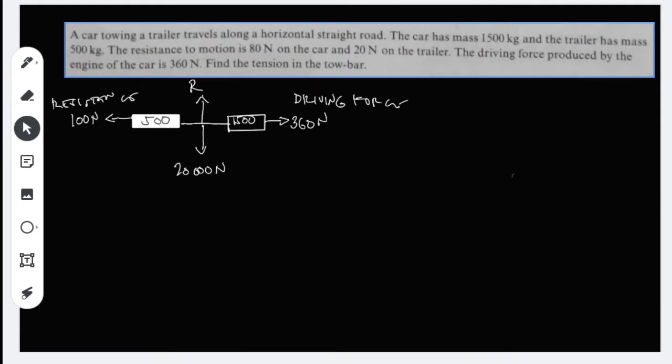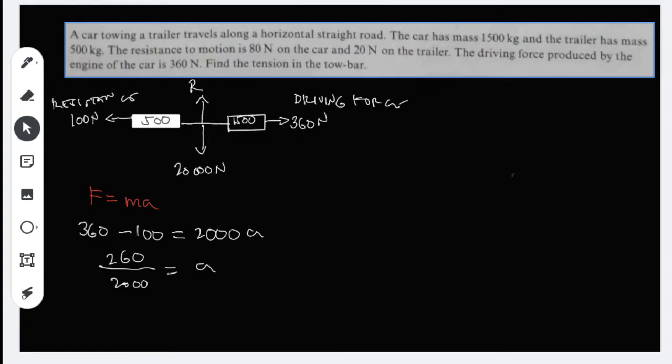Remember that Newton's second law states that the force is equal to the product of the mass and acceleration. So we're going to have F is equal to ma. Now, what are the forces? We have here two forces. The driving force is 360 newton minus the resistance of 100. So 360 minus 100 is equal to 2,000, which is the mass, times a. Solving this, we arrive at 260 over 2,000 is equal to our acceleration.